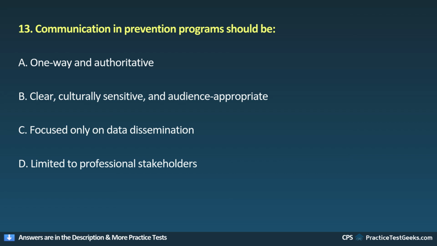13. Communication in prevention programs should be A. One-way and authoritative. B. Clear, culturally sensitive, and audience appropriate. C. Focused only on data dissemination. D. Limited to professional stakeholders.